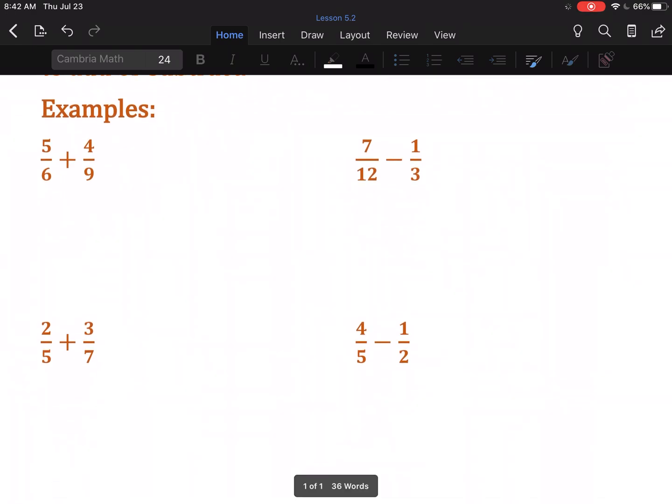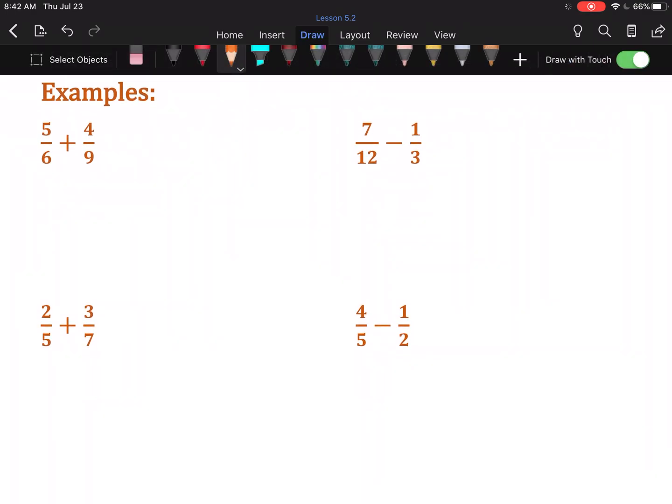So the way I like to do that myself, I'm going to look at my two denominators. In this first example, I have 6 and 9. And I'm going to say, okay, self, does 6 divide into 9? And the answer is no. 6 times nothing equals 9. What is the next multiple of 9? I'm working off of the biggest number. And the next multiple of 9 is 18. Does 6 go into 18? Yes, it does. 6 times 3 is 18. That means 18 is the least common denominator.